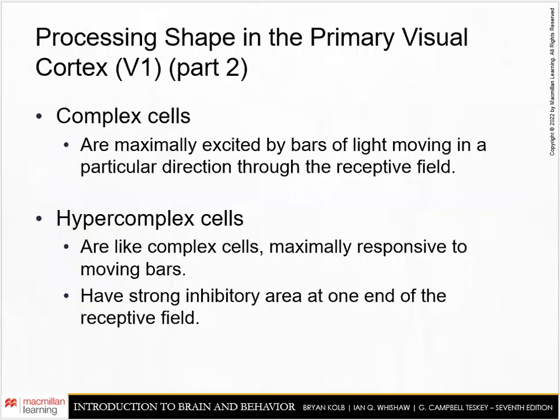There are these complex cells. These are maximally excited by bars of light moving in a particular direction through the receptive field. And there are hypercomplex cells. These are like the complex cells that are maximally responsive to moving bars, and they have a strong inhibitory area at one end of the receptive field.